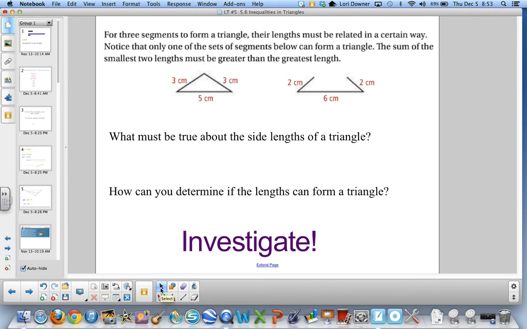And then how can we determine if the lengths can form a triangle? Pause the movie, answer this question, press play when you're finished.